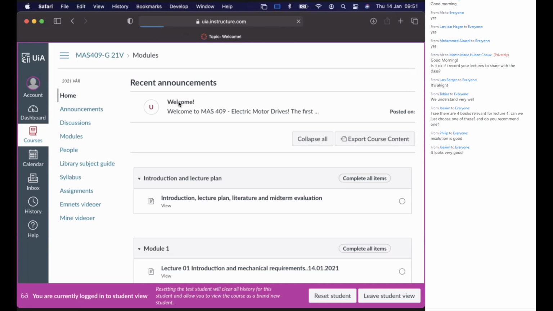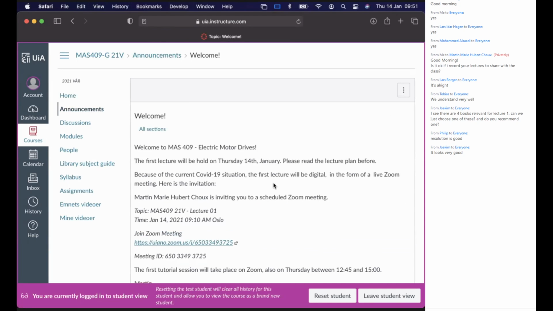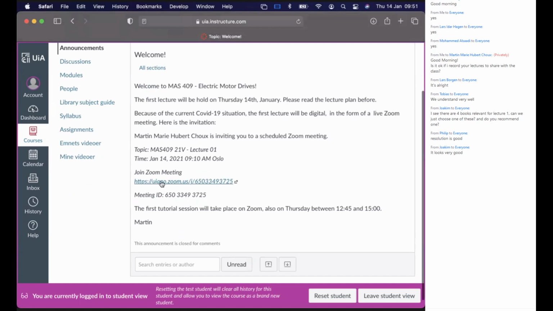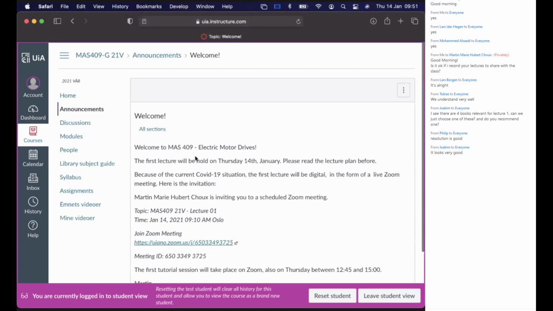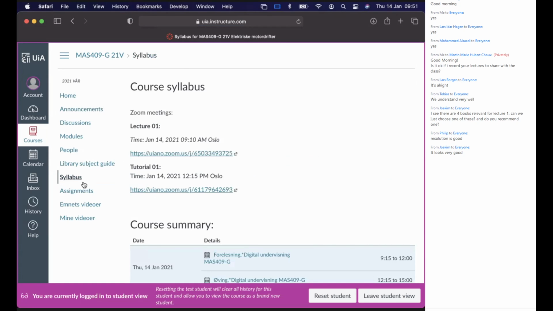I updated this message a bit late yesterday, but I will try to put these materials a bit in advance, like 1 week in advance would be perfect, but I will try my best here. Here I put the Zoom meeting on this announcement, but later on I plan to put all the Zoom meetings on the syllabus. So you will find the link here. So we will have a new Zoom meeting for the tutorial starting at 12:15.